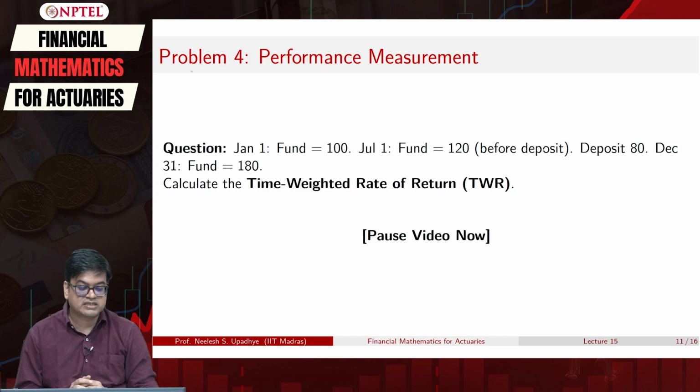How many periods are there? 2 periods are there. So, you have to calculate 1 plus J1, 1 plus J2, multiply them together to give you 1 plus i TWR. Pause the video, solve the problem.